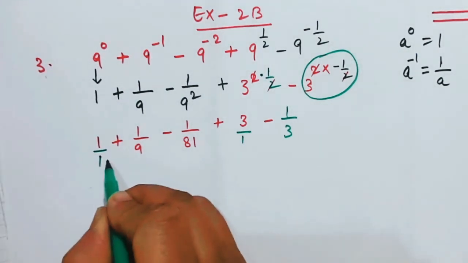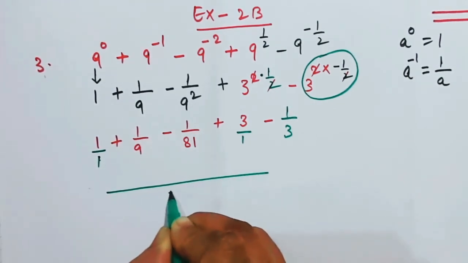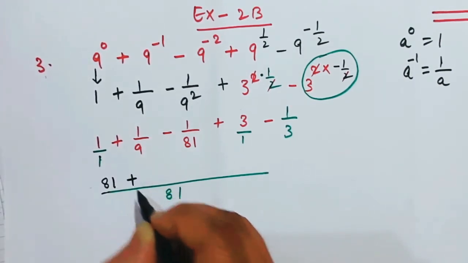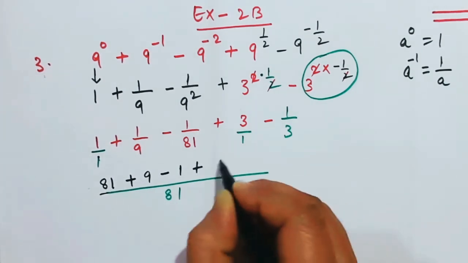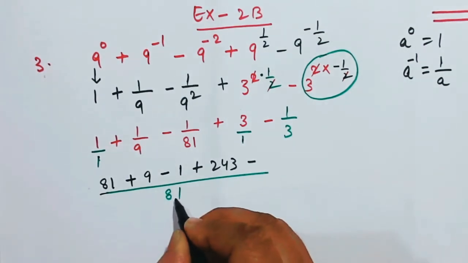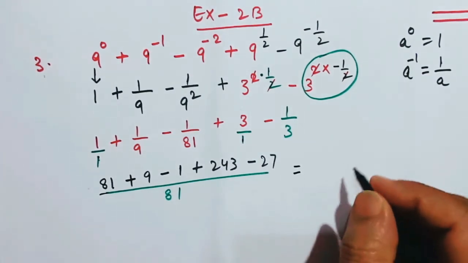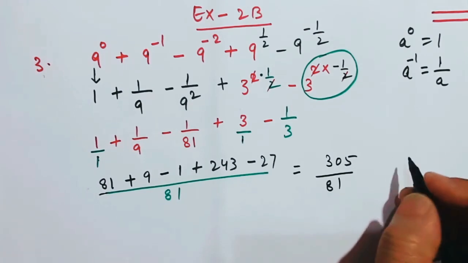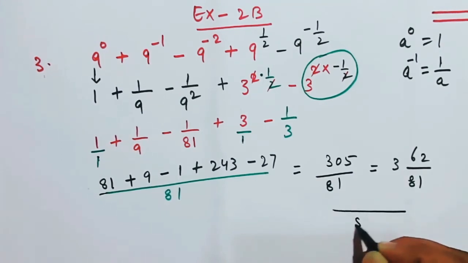So the LCM of 1, 81 and 3 we will get as 81. Okay. Now after solving, you will get 81 over here plus 9 times, so 9 ones are 9, minus 1 plus 1, 81 times, 81 3s are 243, minus 81 divided by 3, 27, 27 into 1 is equal to 27. So when you solve this, what should you get? You will get 305 by 81. Now when you convert this into its mixed form, what are you going to get? 3 62 by 81 as your solution.